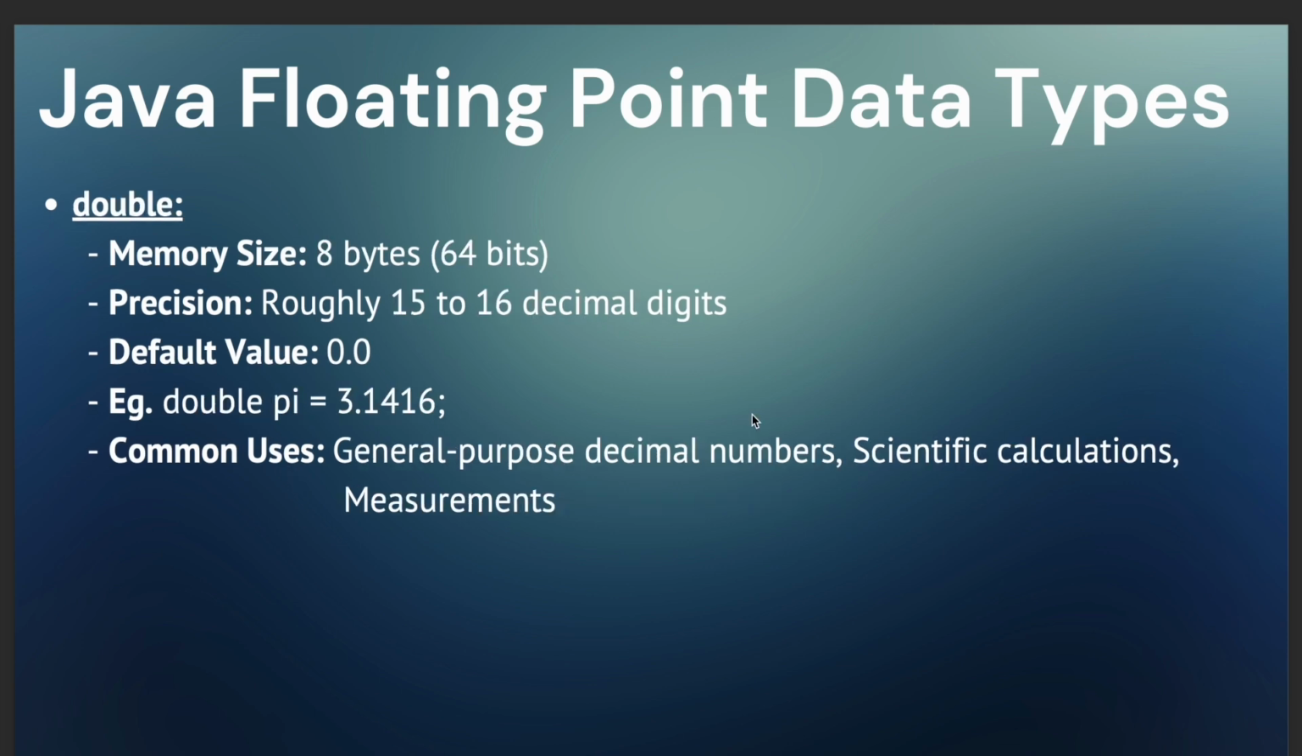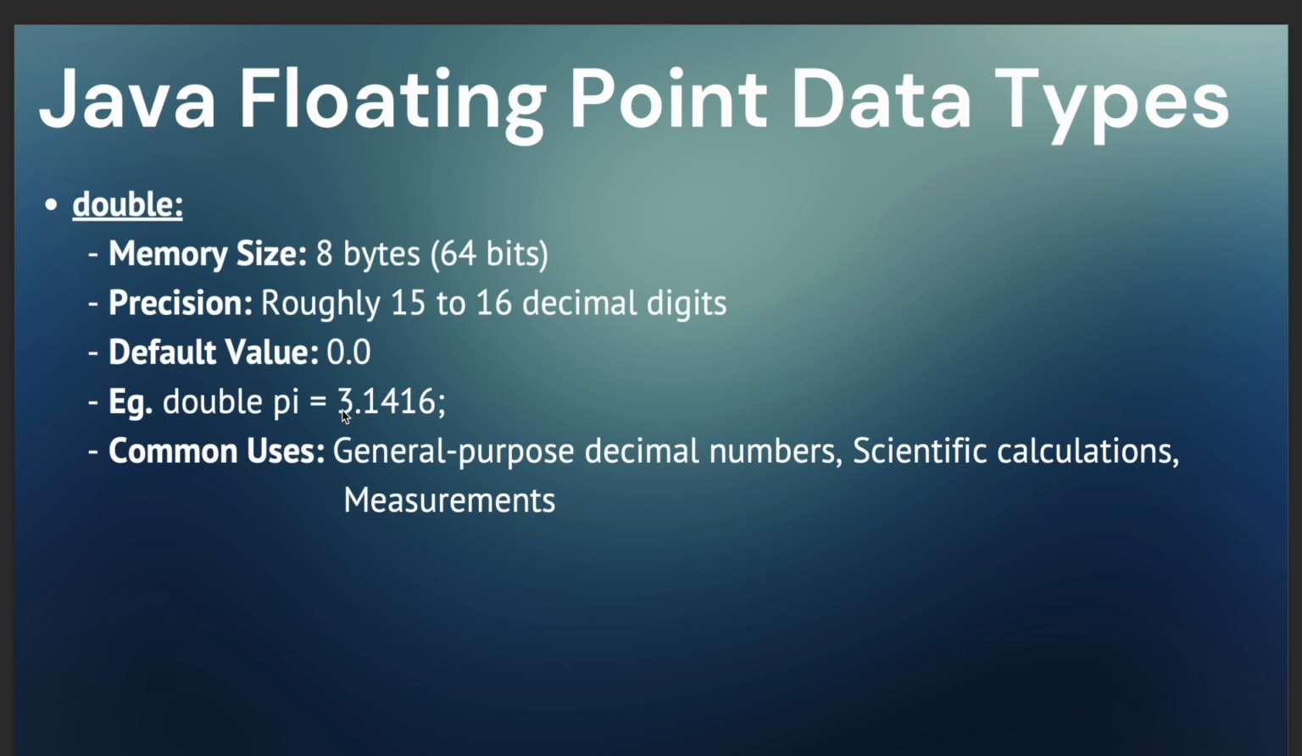Let's see why. The next primitive data type is double. Memory size is 8 bytes. Approximate precision is 15 to 16 decimal digits. Default value is 0.0. Example: double pi = 3.1416. Notice something? There is no suffix at the end. That's because Java automatically treats decimal literals as doubles.